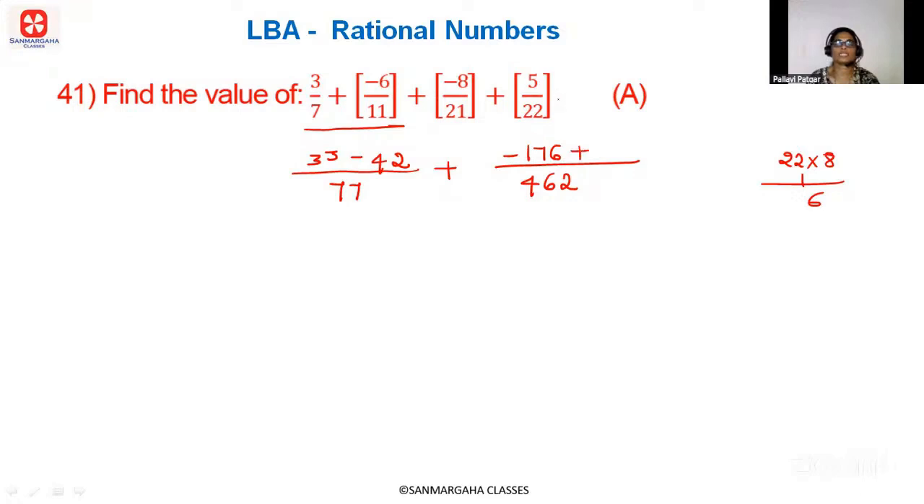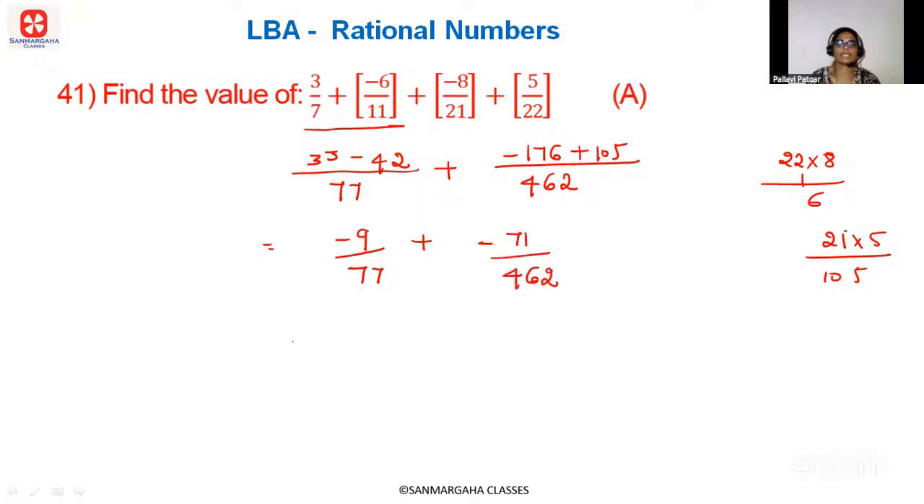So 21 multiplied with the numerator, so 21 into 5. So 5 ones are 5, 5 twos are 10, so 105 comes. So 33 minus 42, so this is 7 plus 2, 9. So minus 9 divided by 77 plus minus 176 plus 105. So this is minus 71 divided by 462.